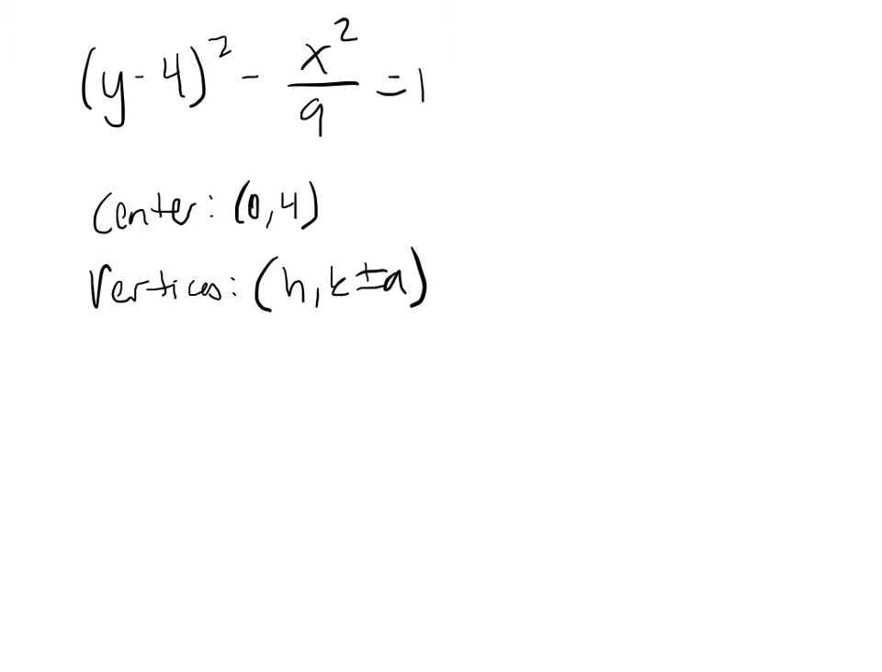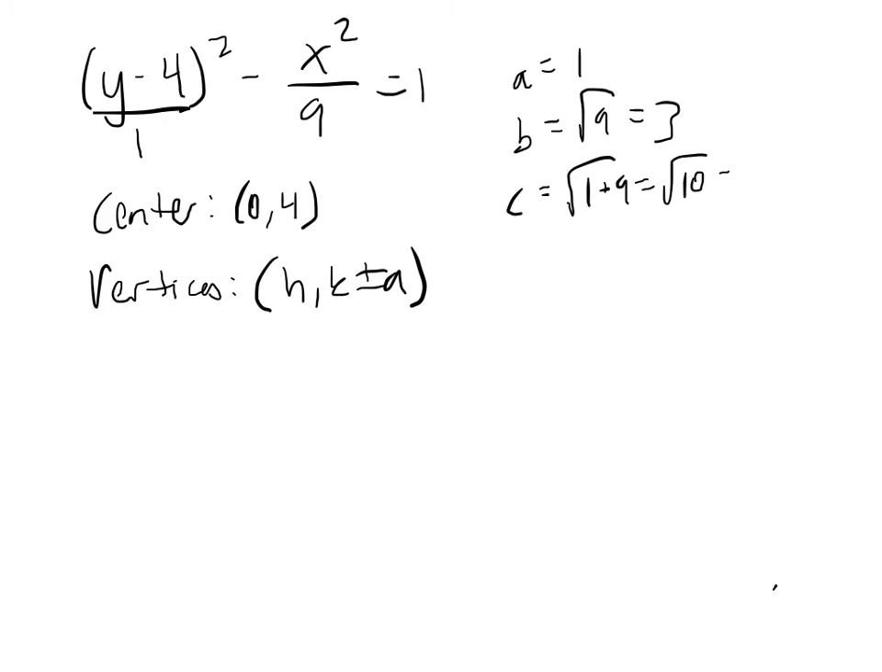And in this problem, let's figure out what our a, our b, and our c is. So our a is whatever this first number is, and in this problem it happens to be a 1 right here. So it's the square root of that, so 1. Our b is going to be the square root of 9, or 3. And our c is going to be the square root of 1 plus 9, or the square root of 10, which is about 3.1. Okay?